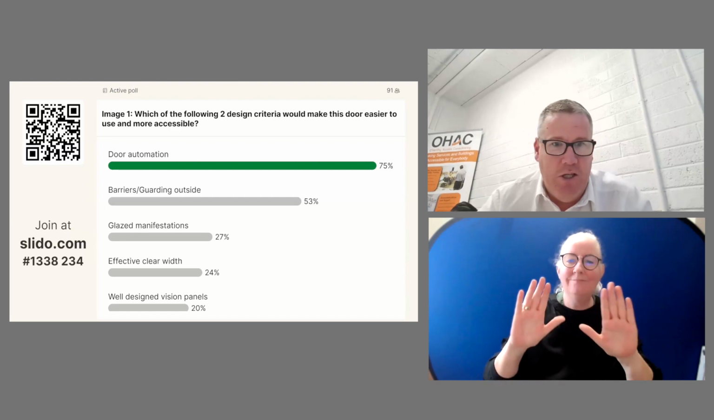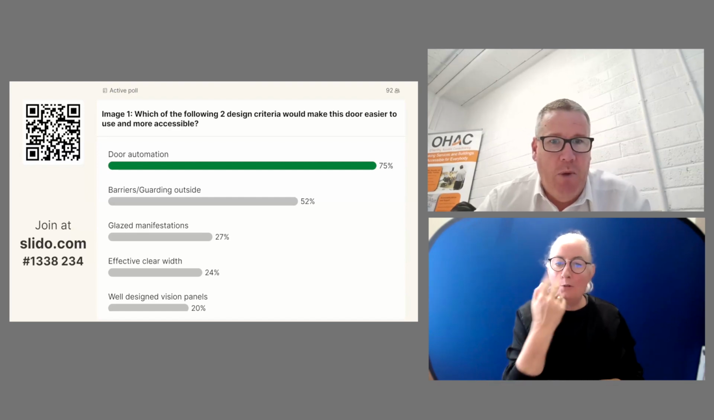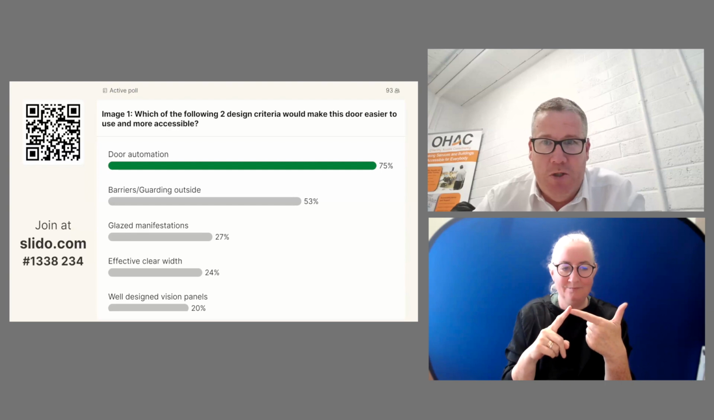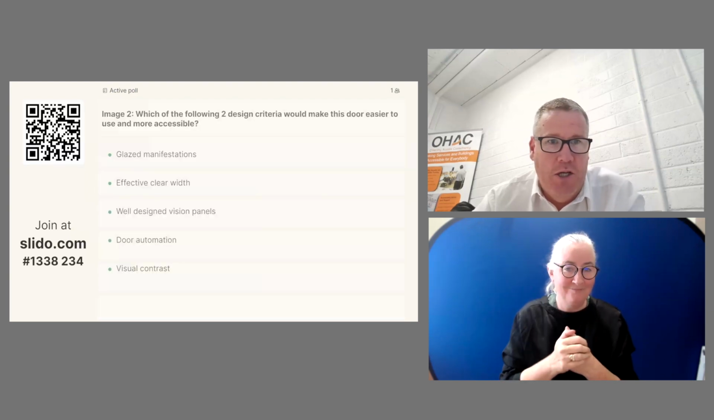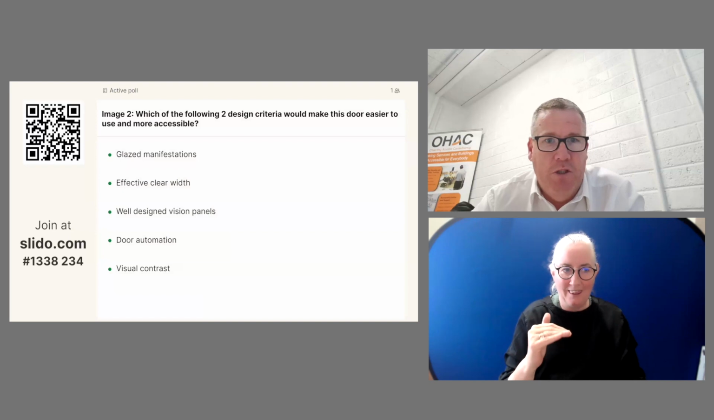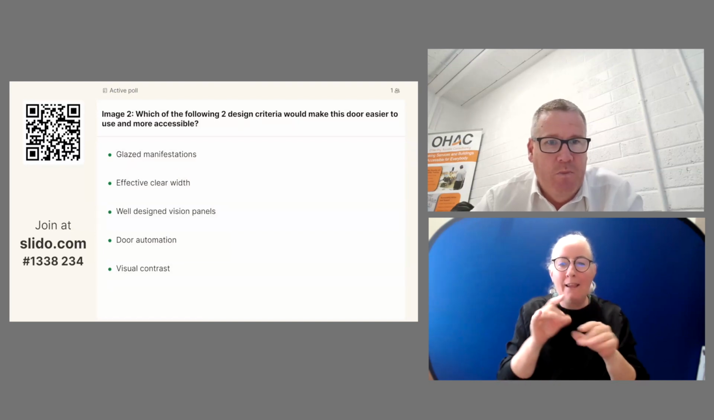So graphic design or glazing manifestation. Let's move on to door number two. Door number two was the white door. So here's number two. Which of the following two design criteria would make this door easier to use and more accessible?